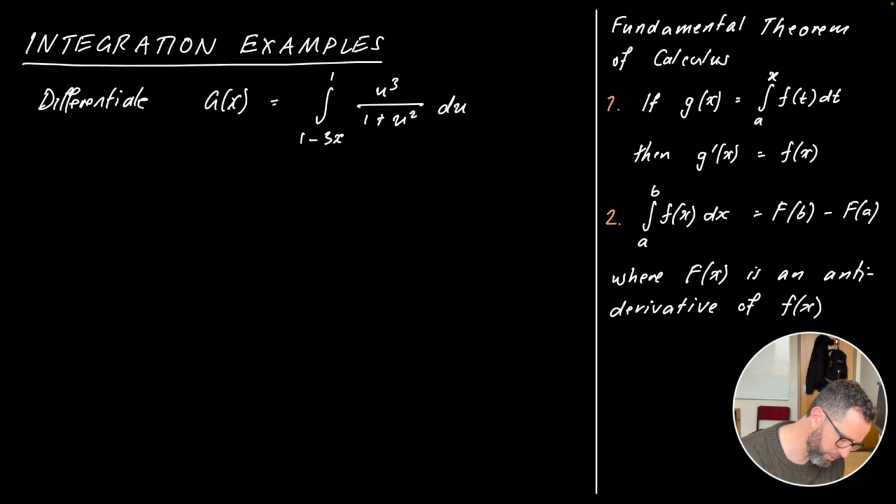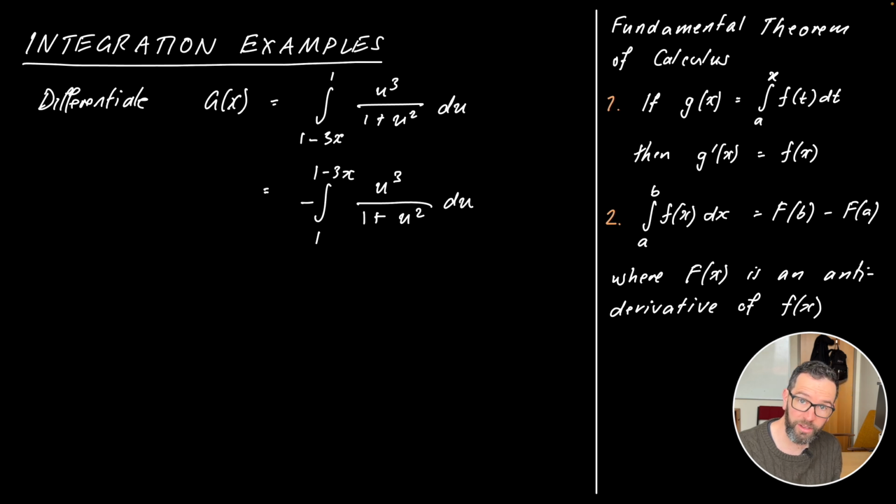So the first thing we're going to do is take advantage of the fact that you can just reverse the integration limits by putting a negative sign out the front. So same thing. So now we are closer, but to use this theorem, it has to say x up the top, not 1 minus 3x. So we're going to do a little substitution. We're going to say, let some other variable, let's call it t, equal 1 minus 3x, and then we're going to put that in there.